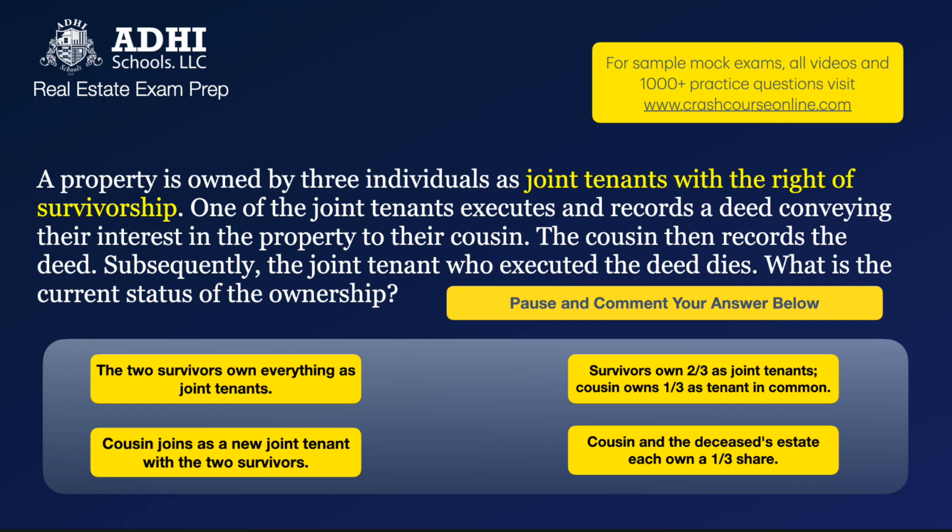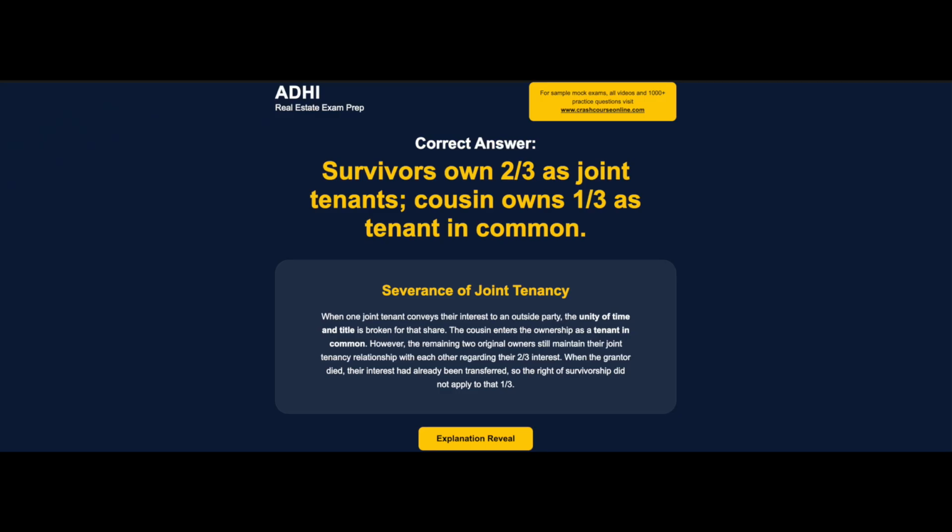So if in the comments you wrote the survivors own two-thirds as joint tenants and the cousin owns one third as a tenant in common, you're right. Why? Because number one, they can't be a joint tenant with the first two on the same document because they're violating the unity of time. So the new owner is going to be a tenant in common. They also have to all own an equal share. So the two folks own one third each, and the cousin also owns one third now, but not as a joint tenant, as a tenant in common. So the lesson with this is really don't get thrown off by the length of some of these questions, especially since you don't want to spend 5, 6, 7 minutes on any single question on the exam. Just keep it moving.